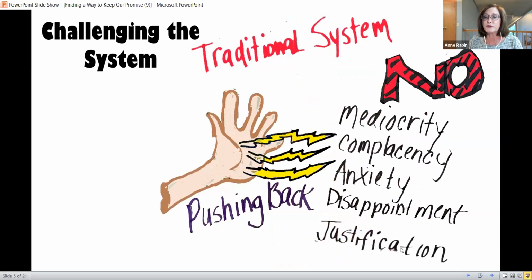So we challenged the traditional system. We pushed back against the system. We said no, as a family and on behalf of Stuart, to mediocrity, complacency, to being anxious and disappointed and having to justify Stuart's very basic human needs.